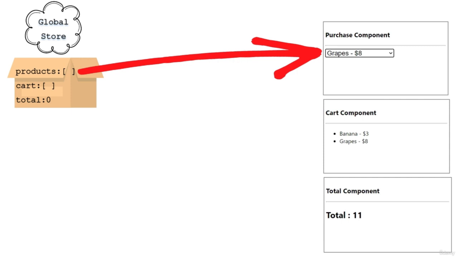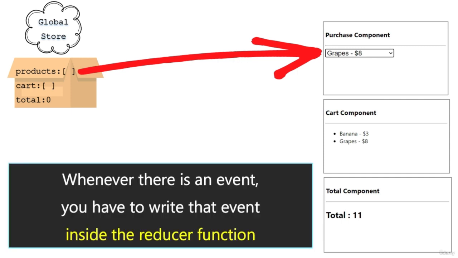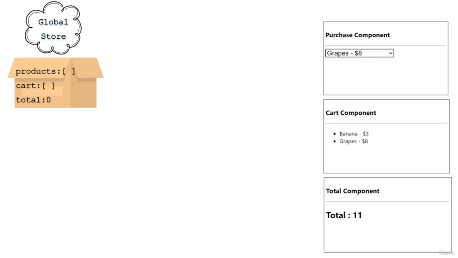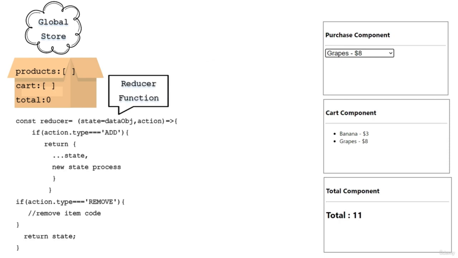This means there is an action, there is an event. Whenever there is an event, you have to write that event inside the reducer function. What I mean to say is, for example, there is a function. Remember, I am writing just a function here where I'm writing the process of adding the data to the cart. This means reducer is a kind of global function which can access the global store. But your components are at a different level. They are segregated from this global store and global reducer function.